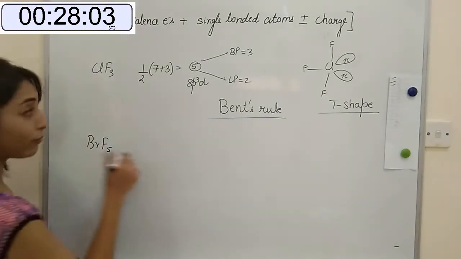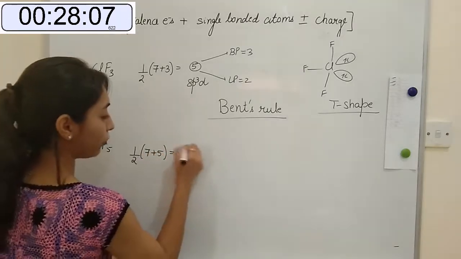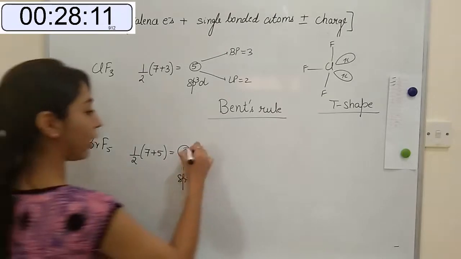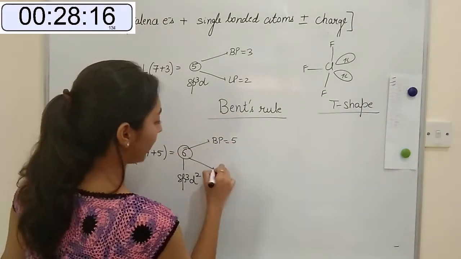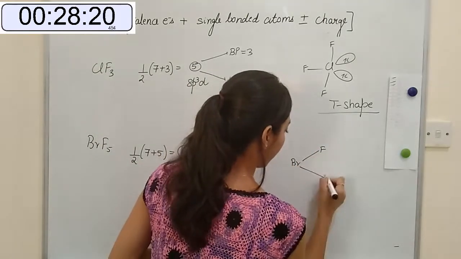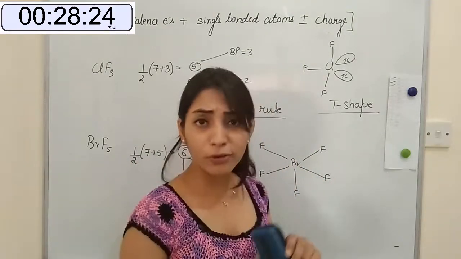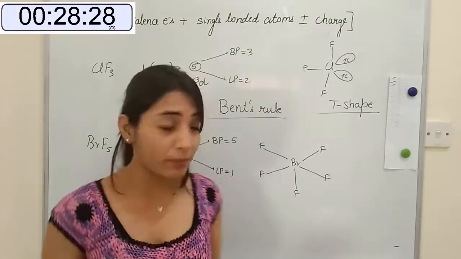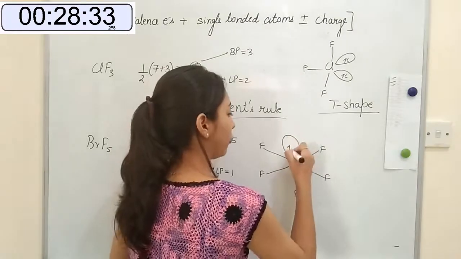Moving on to BrF5, we have half. 7 plus 5, which is 12 by 2, which is 6. 6 means it is sp3d2. And how many bond pairs? 5 F are there. So bond pair is 5, lone pair is 1. So you put Br, F, F, F, F. Remember I told you that Bent's rule is applicable only and only for trigonal bipyramidal structure. Here all the bonds are same, so you can put the lone pair anywhere.